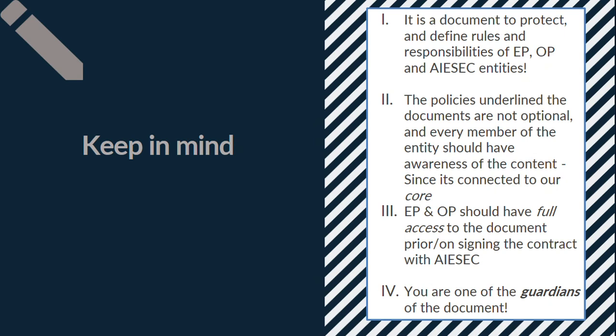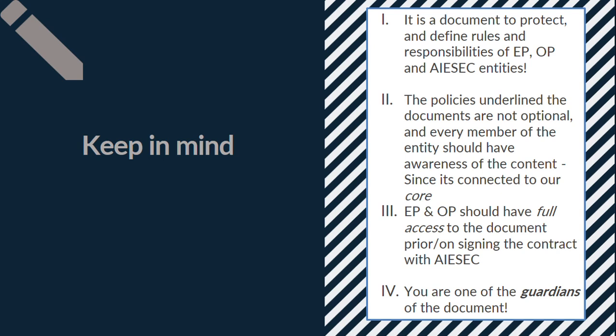Okay, so in this part, let's highlight the things that we need to remember and keep in mind till the end. First one is that this document is not only something that defines the rules for one side. No, it's a document that defines the rules and responsibilities of all parties, of all stakeholders and ISAC entities. So it means it's beneficial for every side to be fully aware of what the XPP is. The second point is that the policies underlying the documents are not optional. It's not that, okay, I want to do this part, but I don't agree with that part. Whenever we start this experience, we need to agree with all the points, and it's not optional, it's mandatory, because it's connected to our core.